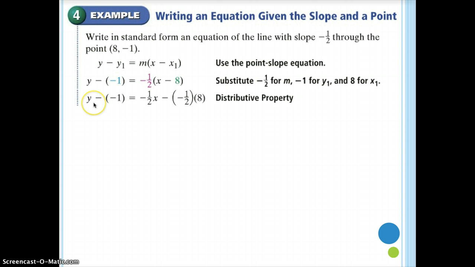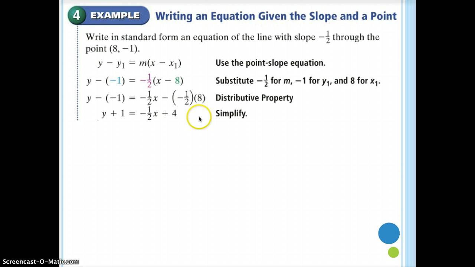Over here on the left-hand side, we have the negative times the negative, which will give us +1. -1/2 times x remains -1/2 x. And then -1/2 times 8 will give us -4. Minus -4 will eventually simplify. So now our simplified version is y plus 1 equals -1/2 x plus 4.